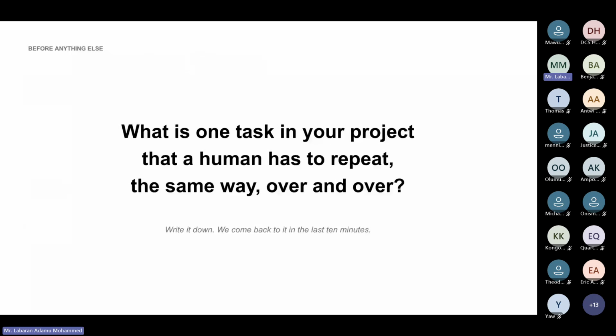Before I continue, as we go into the agentic world, I want to ask one question: what's one task, probably in your projects, that you feel a human repeats over and over and over again? I believe we can start with this question. One thing in your daily lives you believe you do over and over again.